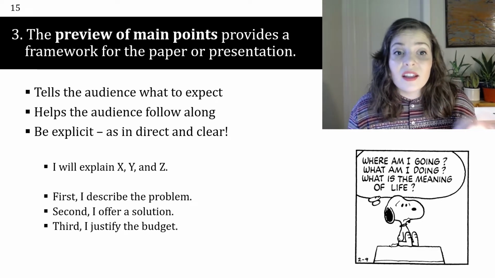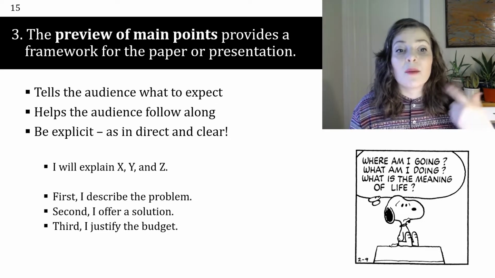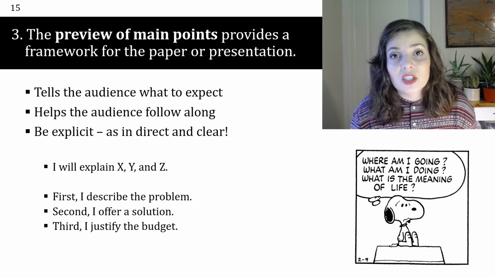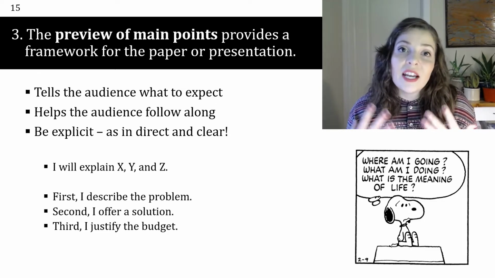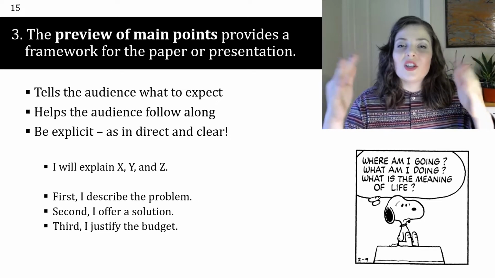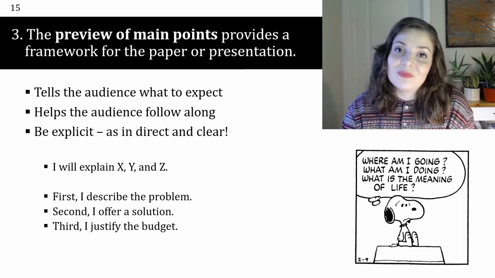So I will explain X, Y, and Z. Or first, I'll describe the problem. Second, I offer a solution. And third, I justify the budget. When we are very obvious for the audience, it cues them up right from the beginning to know that the rest of our presentation will be very well structured too.